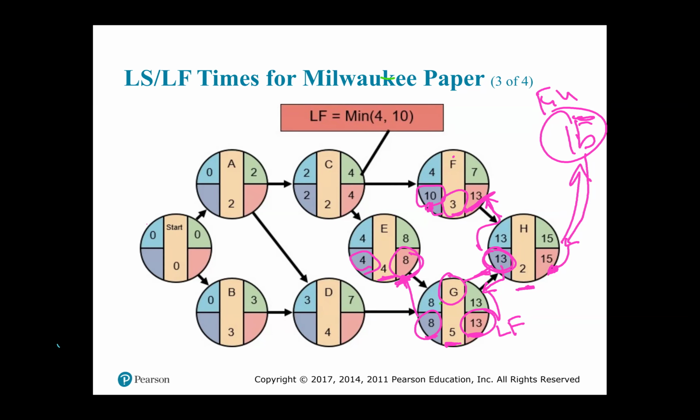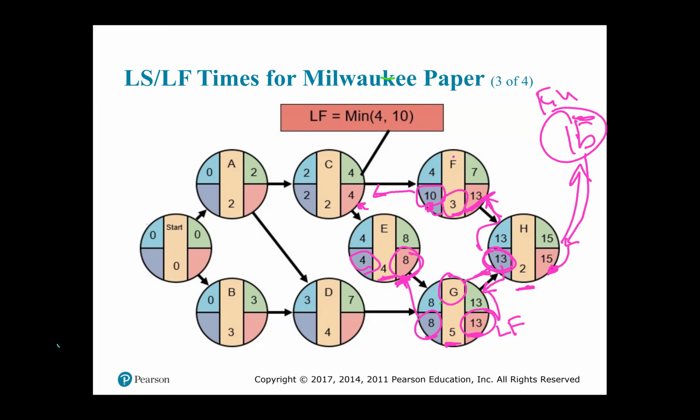Now, we have to consider C. C had an arrow coming from C to F and one arrow coming from C to E. So it means on the backward pass, we're going to have to consider an arrow coming from F to C and an arrow coming from E to C. So we're backtracking on the arrows. Just as we considered them going forward, we have to consider them going backward.